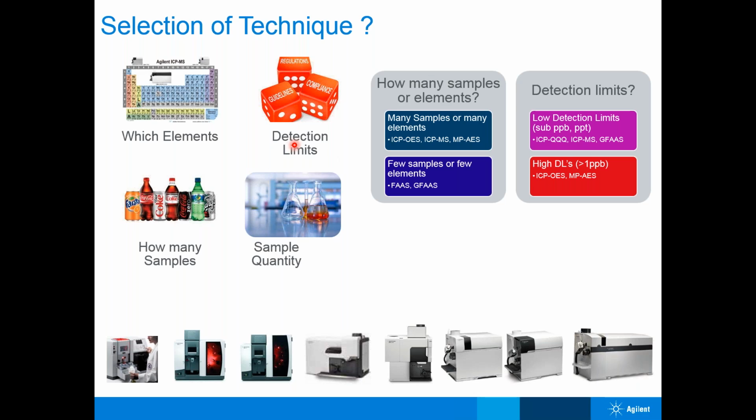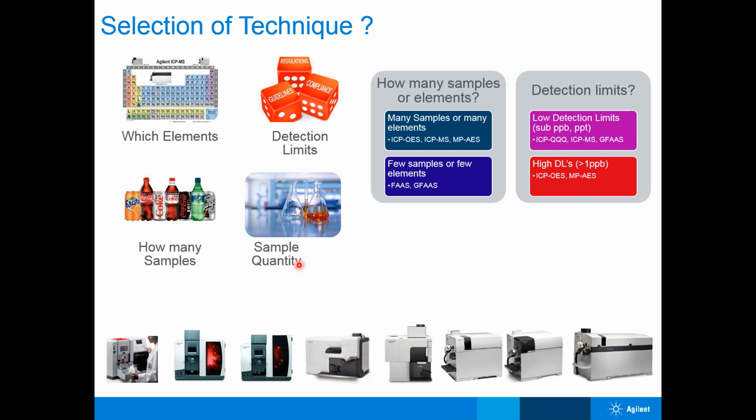According to which you want to detect your elements, how many samples you have, and how much sample quantity. If, for example, you have a very small quantity of sample, say only 5 ml, and you want to estimate 25 to 30 elements, it is not possible by AAS. So in that case, you have to select a technique like ICP MS.